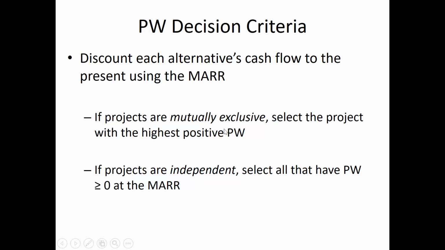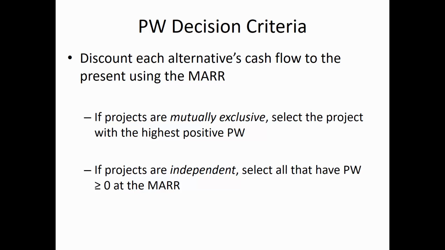So what if you have a negative present worth? Well, if you have a negative present worth, then you'd select none of them unless the problem statement says you have to choose something. And then you choose whatever has the least negative present worth. So you try and minimize the damage if you're forced into an option.